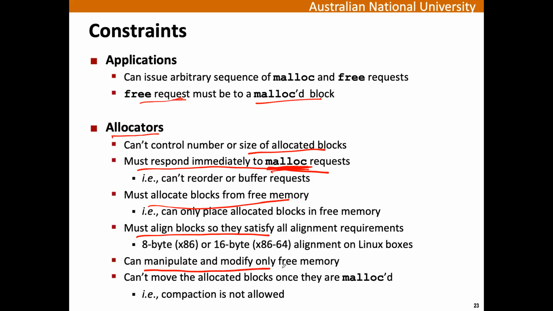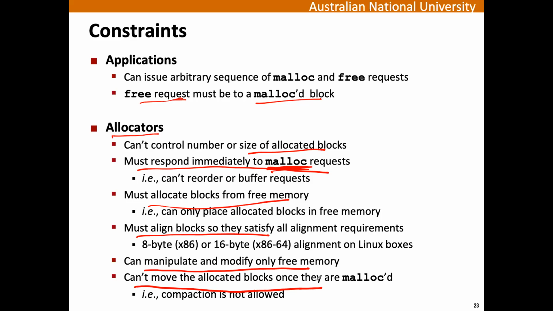We can only manipulate and modify free memory, and we can't move the allocated blocks once they are malloc'd. Memory allocators are full of heuristics. When you do the assignment, you will realize you have so many choices, and you will say, hey, I can do this, I can do that. What should I do? That's why benchmarking is important. There is no definite answer. It all depends on what the user is requesting: big blocks, big objects, small objects. Some allocators are good for one type of object, some for another.